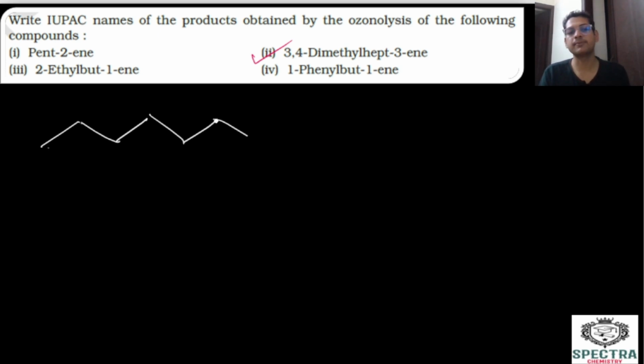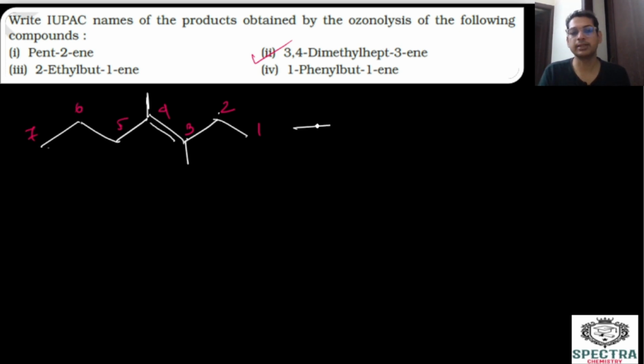1, 2, 3, 4, 5, 6, 7. Now hept-3-ene: 1, 2, 3. You put a double bond here. And at the 3 position you put a methyl group, and at the 4 position you put a methyl group. So your numbering is like this: 1, 2, 3, 4, 5, 6, 7.